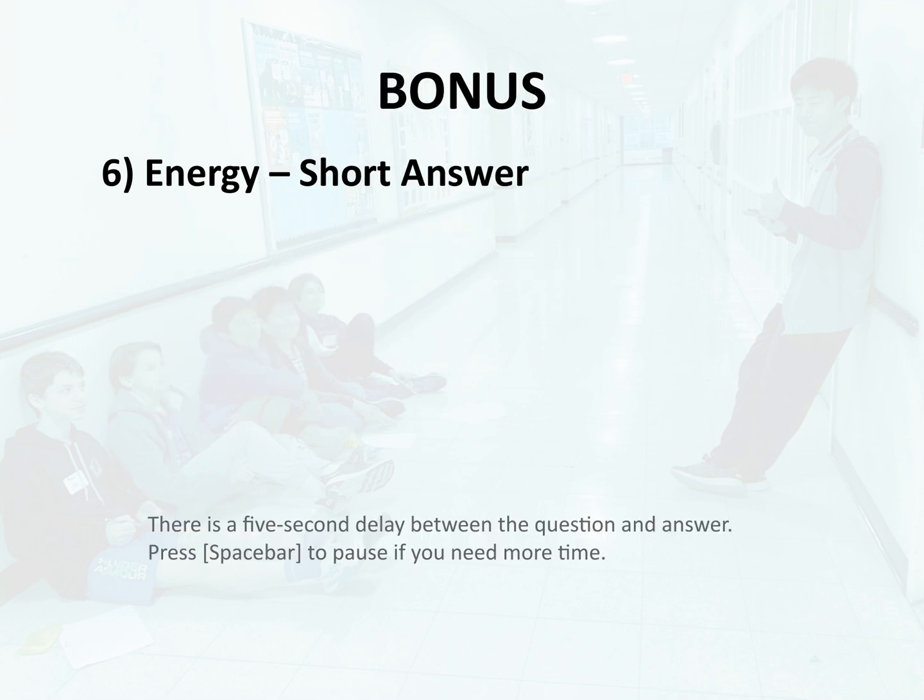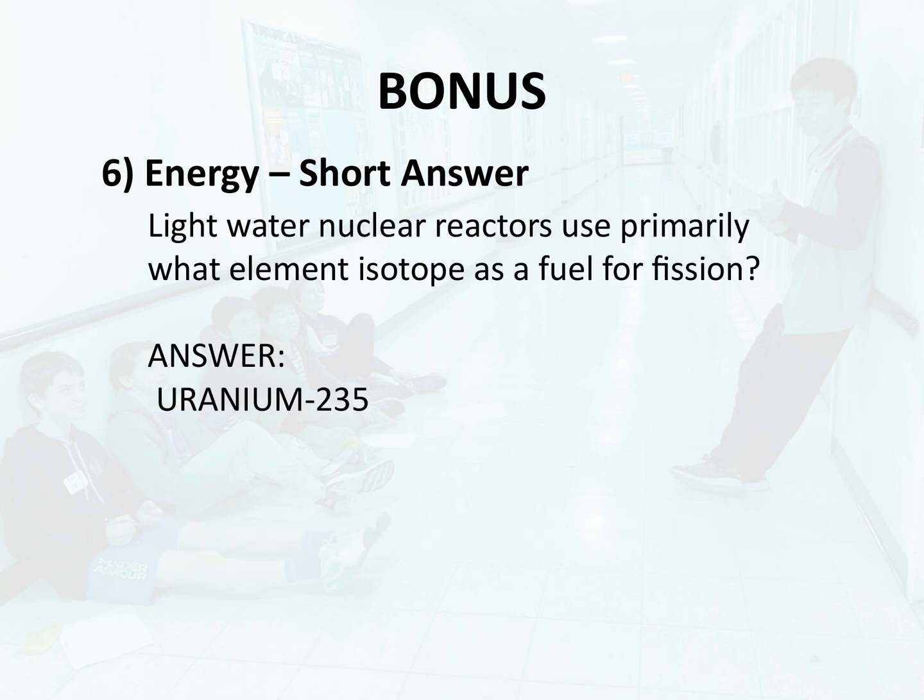Bonus 6. Energy, short answer. Light water nuclear reactors use primarily what element isotope as a fuel for fission? Answer. Uranium-235.